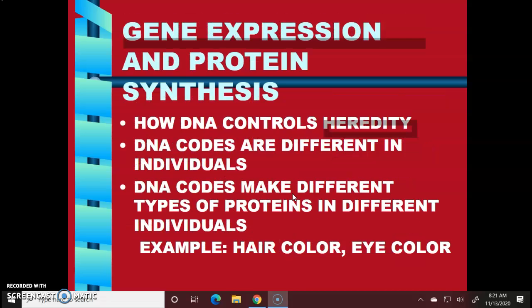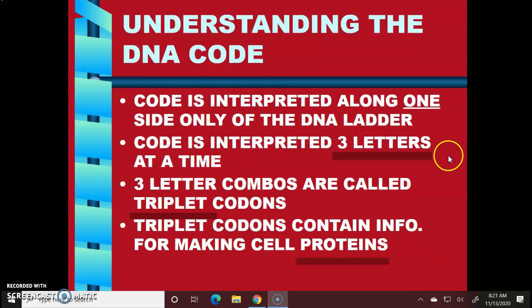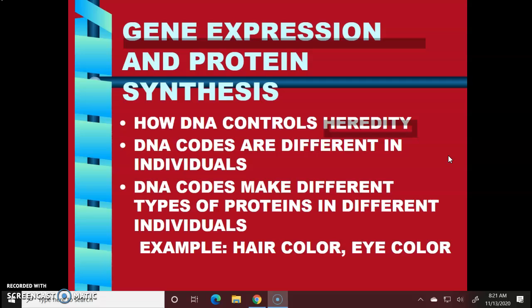All right, moving on to number 4. This is how DNA controls heredity. DNA has this message to make proteins, to tell your body everything from your eye color to your height potential to your IQ maybe, even to how your body digests food, how your body handles sugar and insulin. So that's what's contained in this code. It's everything, everything.